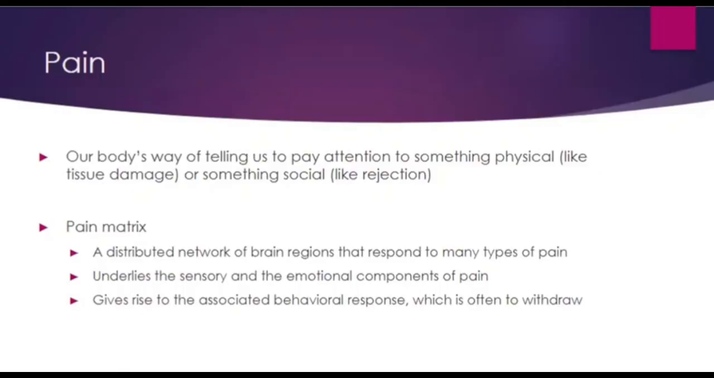It could be anything. And there's something called a pain matrix. A pain matrix is a distributed network of brain regions, including the amygdala, that respond to many types of pain, and it underlies both the sensory and the emotional components of pain, which give rise to the associated behavioral response, which is often to withdraw. The pain matrix underlies both the sensory and emotional components of pain. So both the physical and emotional elements that we think of when we talk about pain, those are linked. So relieving one of them can help and give rise to the behavioral response that we might have, like withdrawing your arm from something that's hot.